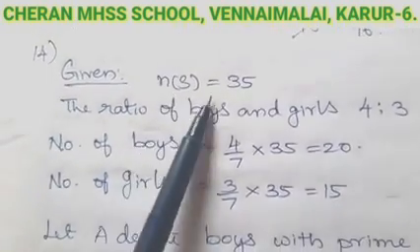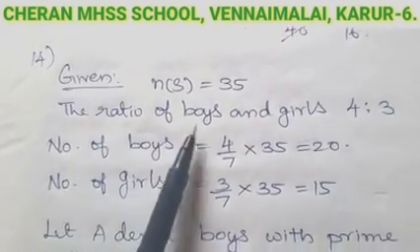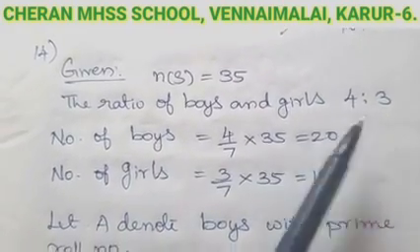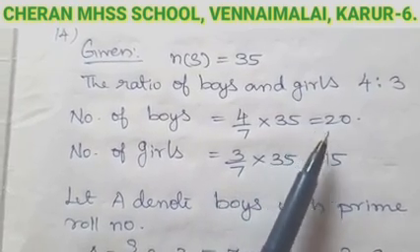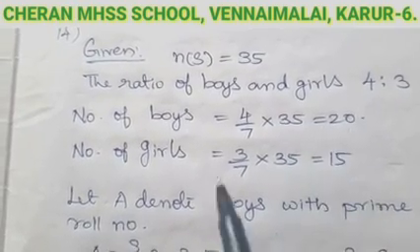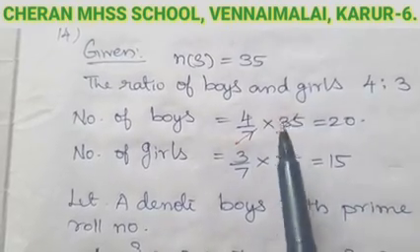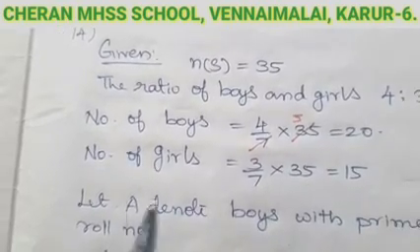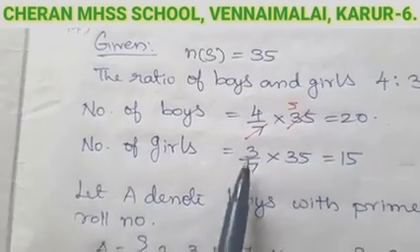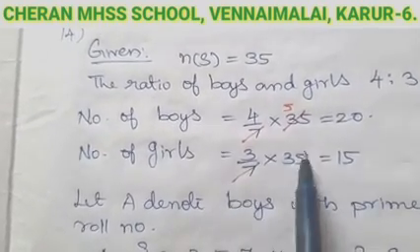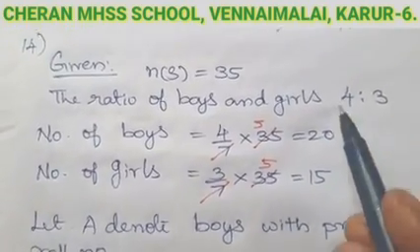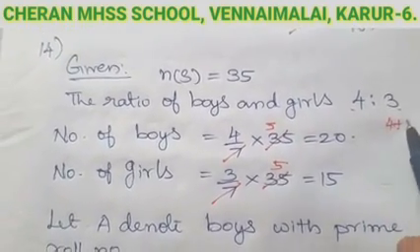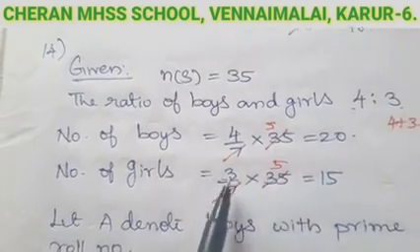Given n of S is equal to 35, the ratio of boys and girls is 4:3. Number of boys is equal to 4 by 7 into 35, that is 20. Here when you strike using 7 table, 5 times 4 is 20. Number of girls is 3 by 7 of 35, we get 15. Here the total ratio is 4 plus 3 is equal to 7. That's why we use 7 here.